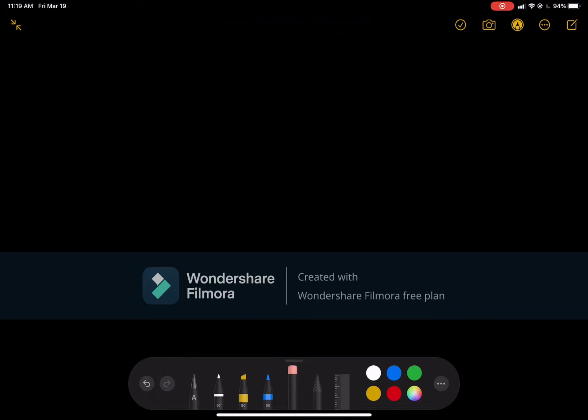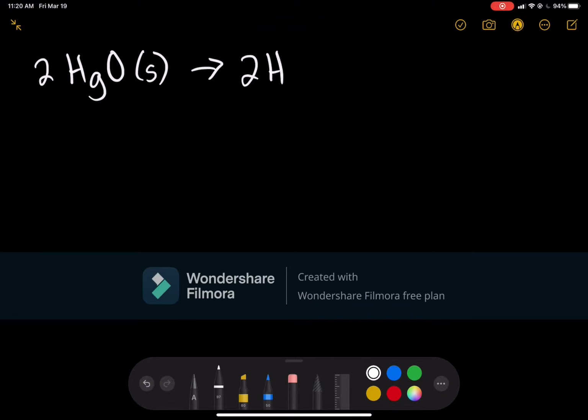So I was given the problem: consider the production of pure oxygen gas by the decomposition of mercuric oxide shown below. If 15.0 grams of HgO reacts, what volume of oxygen gas will be produced at 28 degrees Celsius and 1.25 atmospheres? And we were given the equation 2HgO solid yields 2Hg liquid plus O2 gas.